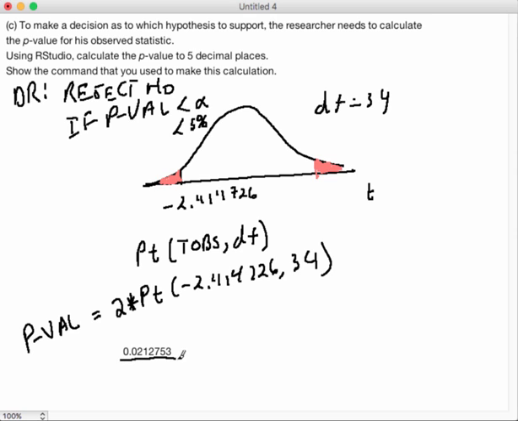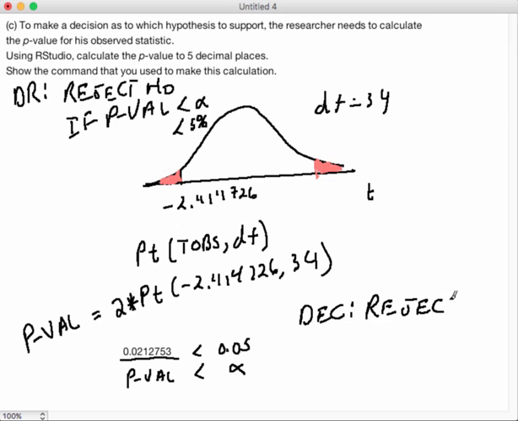So this number right here is our p-value, and our alpha, 5%, is 0.05. What we see is that our p-value is 2%, which is less than alpha. So our decision here is going to be to reject the null hypothesis.